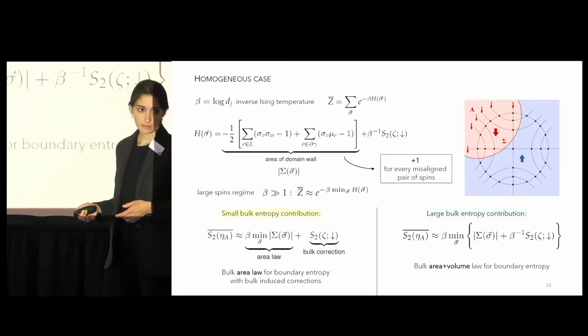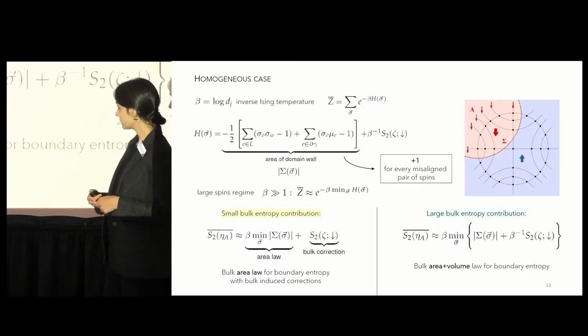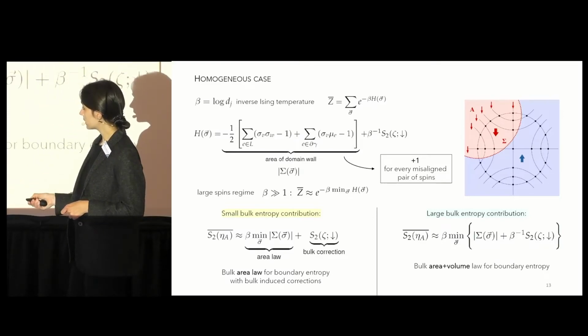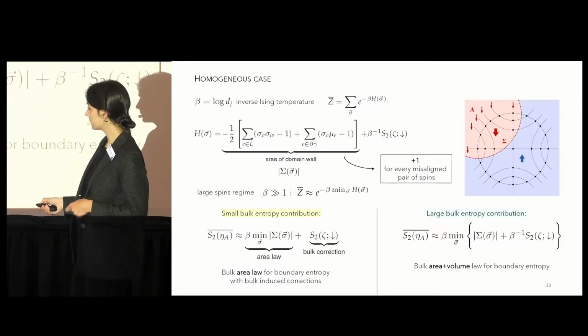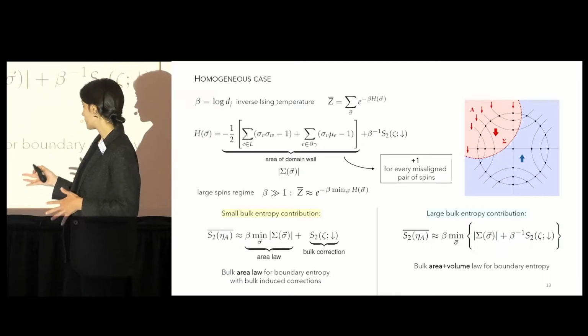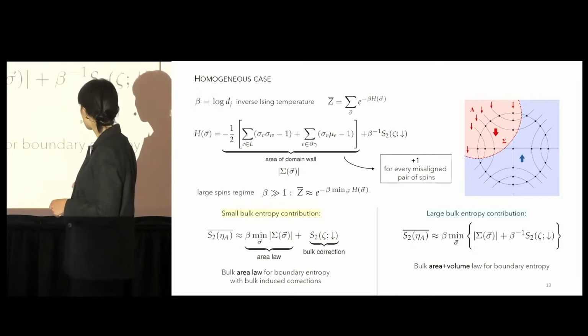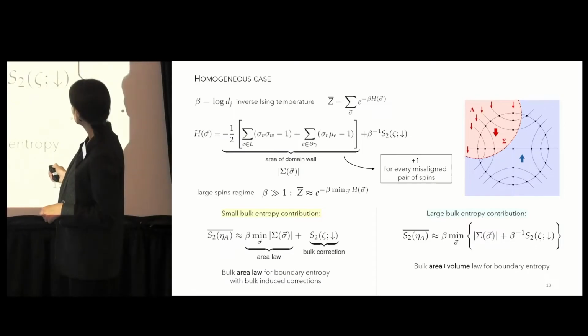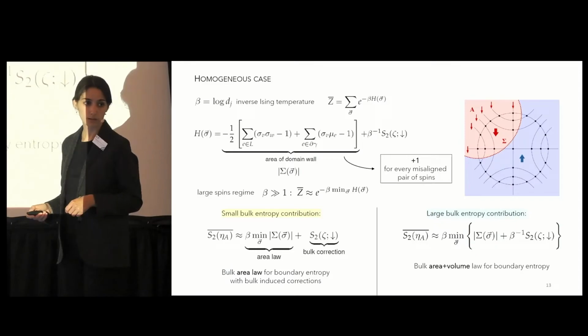We work in the large spins regime to minimize the uncertainty on the average values we are computing. And so we can derive a holographic regime where the correction coming from the bulk entanglement is small compared to this area term. And so we just get an area law for the boundary entropy. Of course, we also have the opposite regime in which the contribution from the bulk is not small compared to this area term, and so we have to take into account to minimize not only the area of this surface, but also the entanglement content of this region.